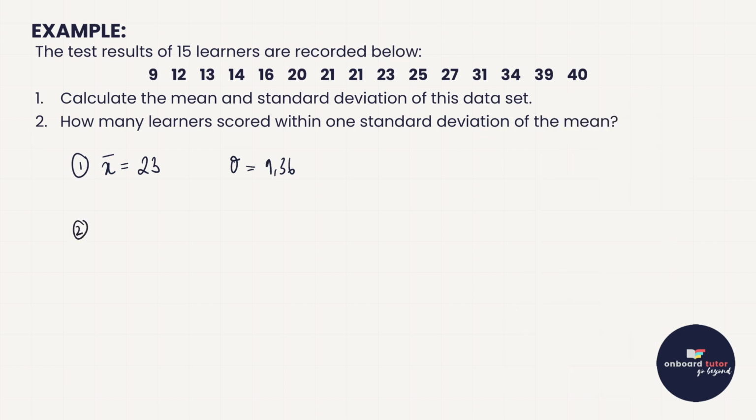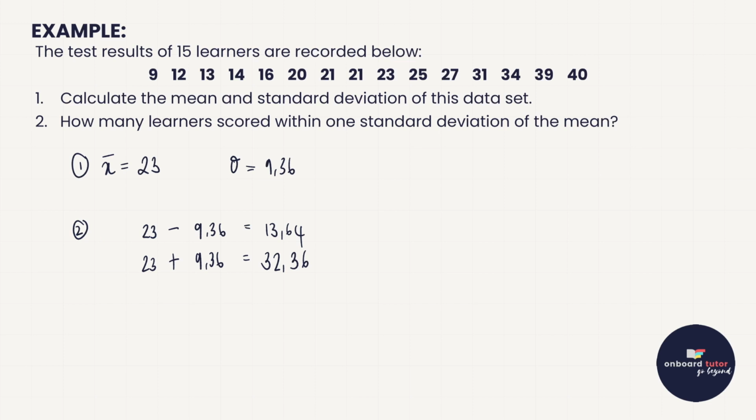Then question 2 says how many learners scored within 1 standard deviation of the mean. What we need to realize, grade 12s, is that you could either be scoring higher than the mean, so plus 1 standard deviation, or smaller than the mean, so minus 1 standard deviation. So we're going to take our mean, we're going to say 23 minus the 9,36, and our second calculation, 23 plus 9,36. Let's quickly calculate those two answers. So what that tells me is that anyone who scored more than 13,64 and less than 32,36, they lie within 1 standard deviation of the mean.